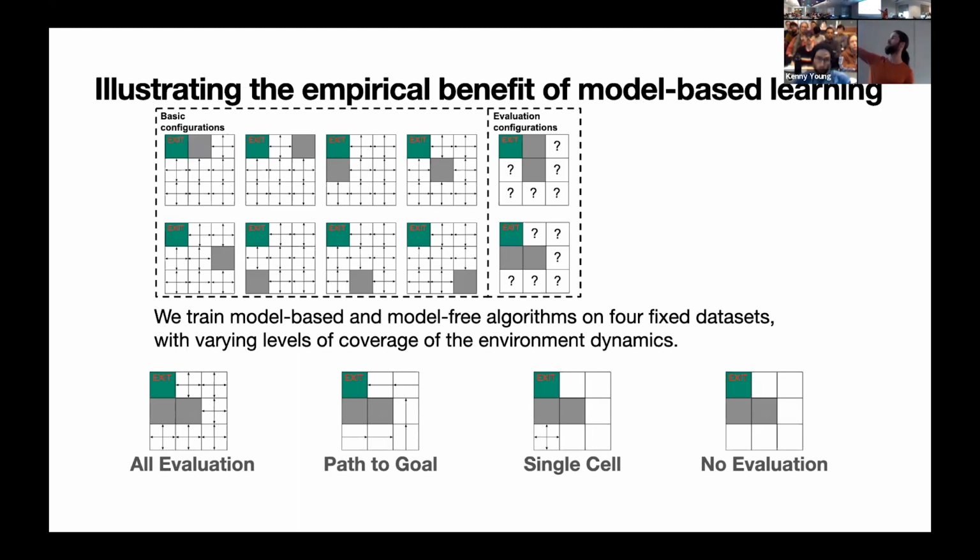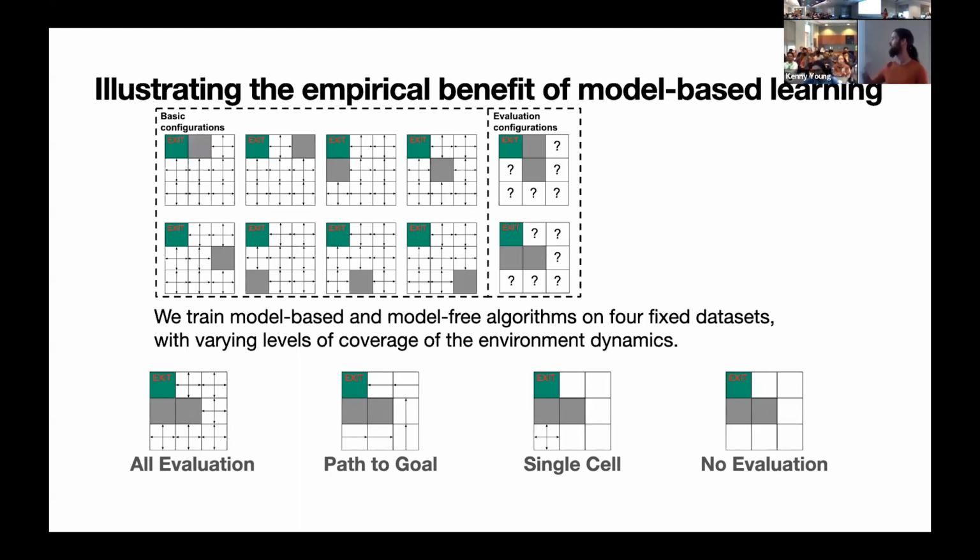Ultimately, I'm interested in the configurations with 2 walls, but I'm only going to provide the agent with a limited amount of data about those. The specific data sets are differentiated by how much data they include from those evaluation configurations. The most generous one is all evaluations, which includes every transition in the evaluation cases. Then there's path to goal, where I include only the optimal actions in those 2 wall configurations. And there's single cell, where I only include the state that's furthest away from the goal, but I include all the possible actions in that state.